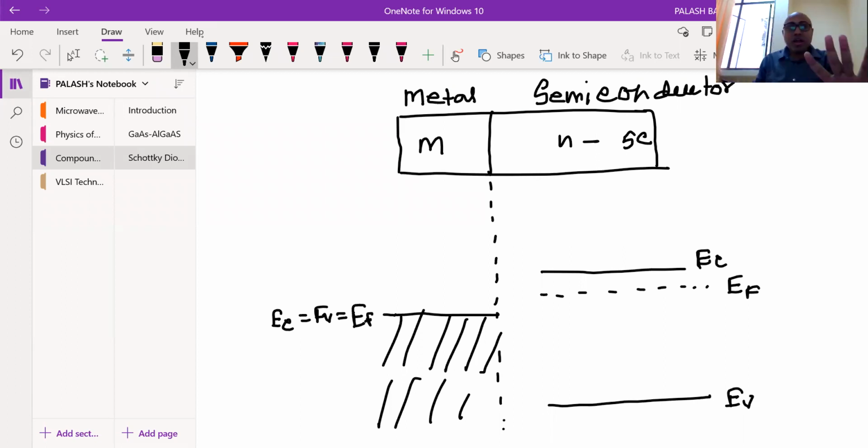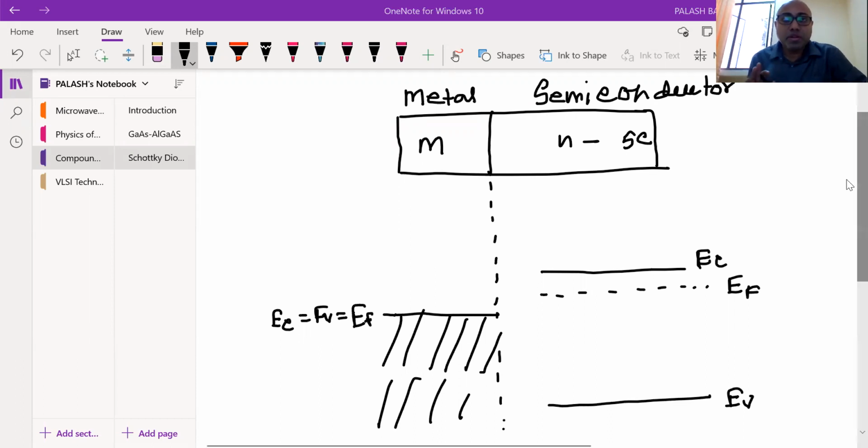But let me discuss this part very carefully. I think the other part you can draw easily, so there won't be any issue. Now, another thing is very, very important, which you also have to be very careful about. That is the vacuum level. What is the vacuum level?